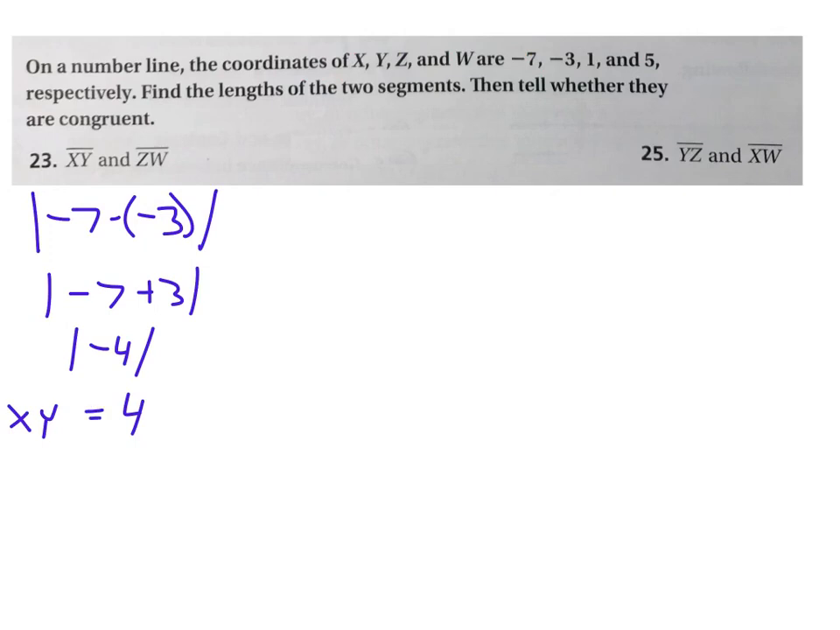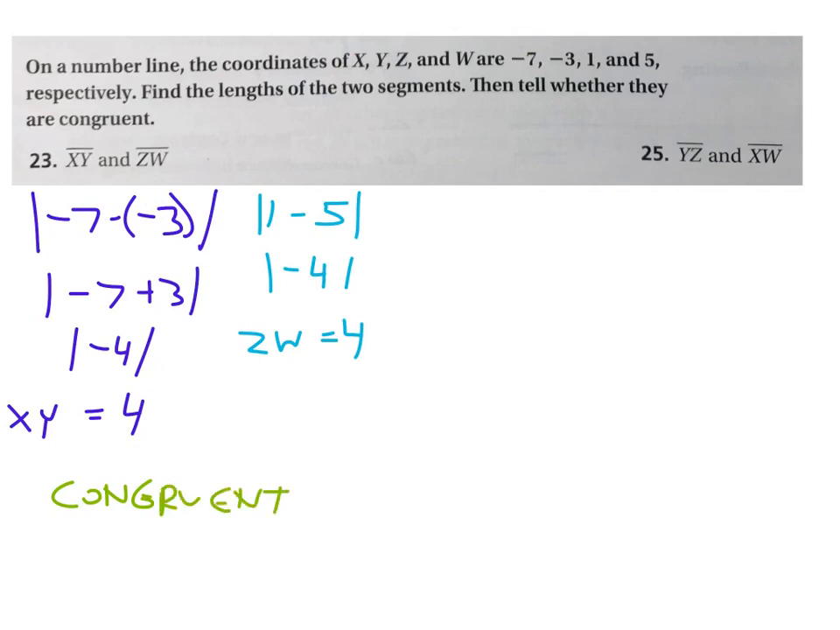And we're going to do that for zw as well. Okay, coordinates of z are 1, and coordinates of w, 5. Remember, we subtract between them. Okay, so that is 1 minus 5 is -4, or 4 is what the measure of the length of zw is. Okay, and are they congruent? Well, they have the same measure, so we can say congruent. Or yes, comma, congruent. Okay?